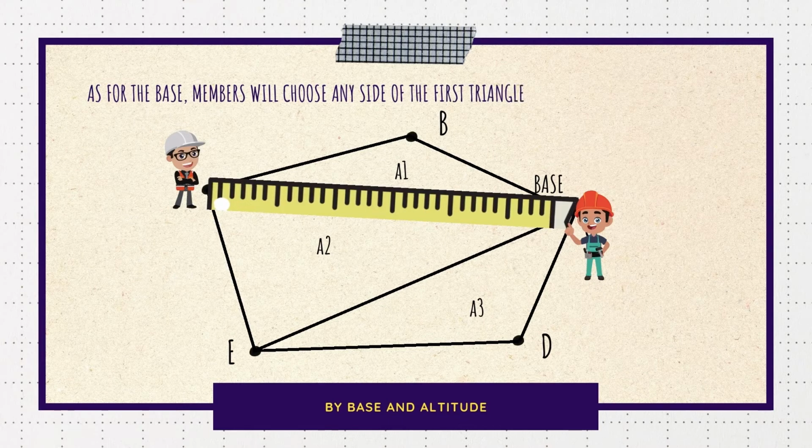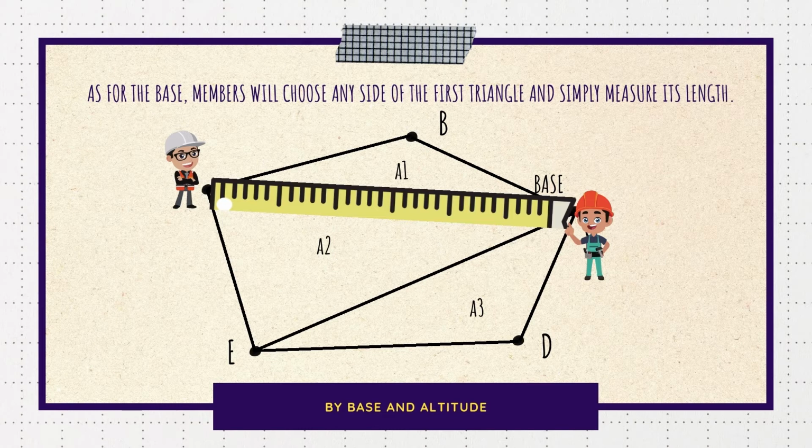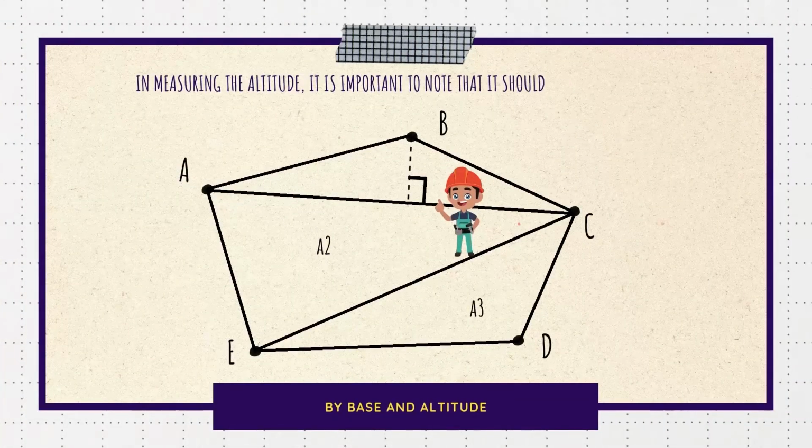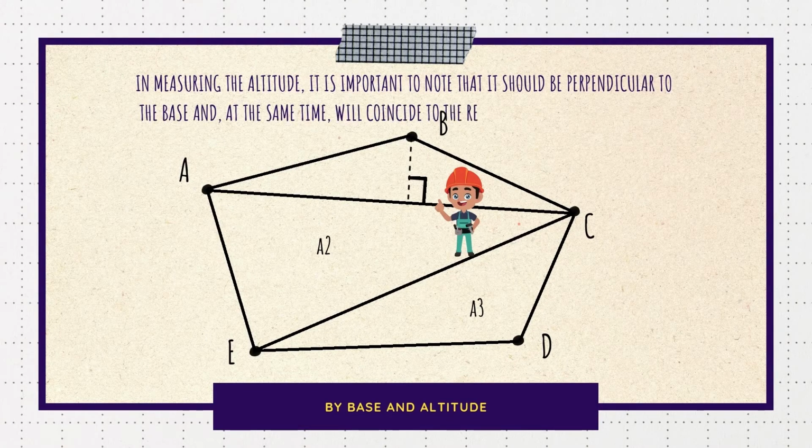As for the base, members will choose any side of the first triangle and simply measure its length. Meanwhile, in measuring the altitude, it is important to note that it should be perpendicular to the base and at the same time will coincide to the remaining vertex of the triangle.